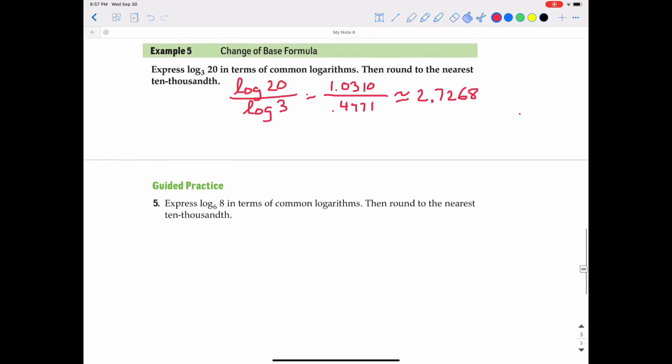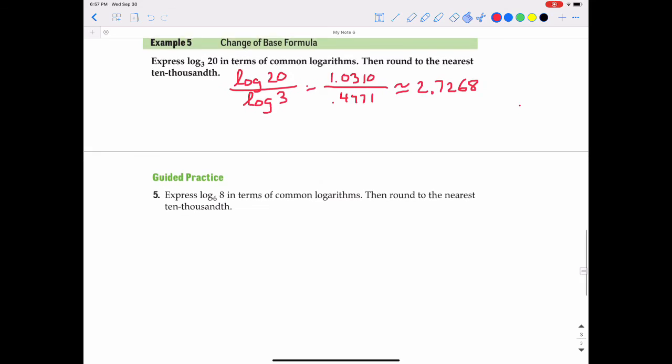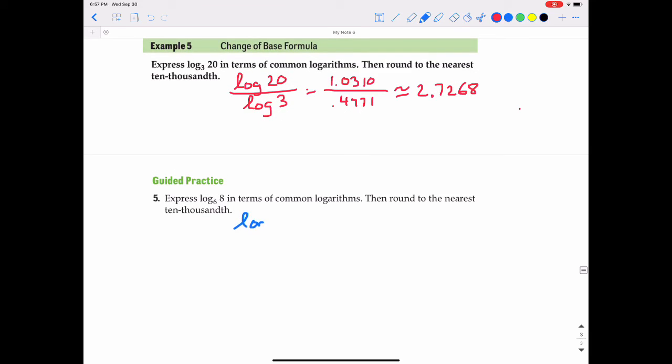Practice one more. See if you can do this on your own before you watch the video. So the log base 6 of 8 would be the log of 8 divided by the log of 6. So the log of the number divided by the log of the base. The log of 8 is approximately equal to 0.9031. The log of 6 is approximately equal to 0.7782. And then when you divide that out, you get approximately equal to 1.1606. Again, rounded to the nearest 10,000th.